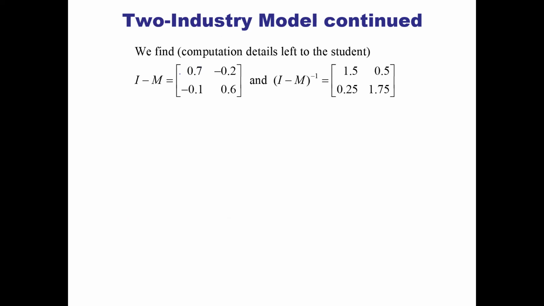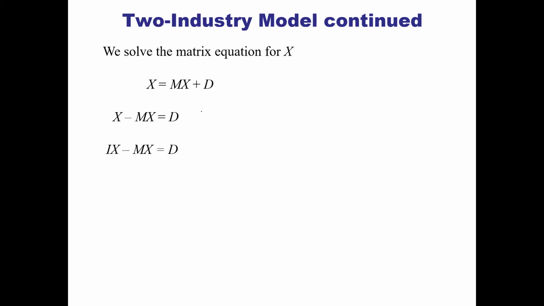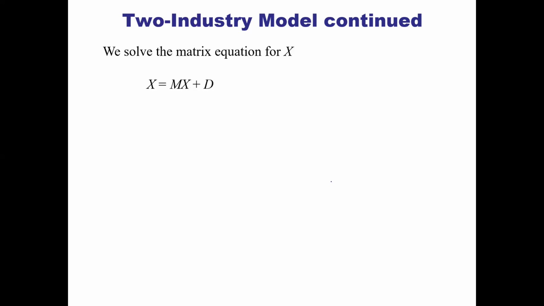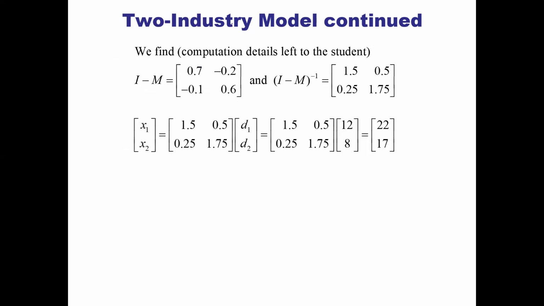So what we do is we take I, which is just the identity matrix. In this case, it's going to be 1 down the diagonal, 0 on the other sides over here. And we're going to subtract off our M. So we get 1 minus 0.3, which is 0.7. Then 0 minus 0.2 is minus 0.2. 0 minus 0.1 is minus 0.1. And 1 minus 0.4 is 0.6. And so that's how we get this.